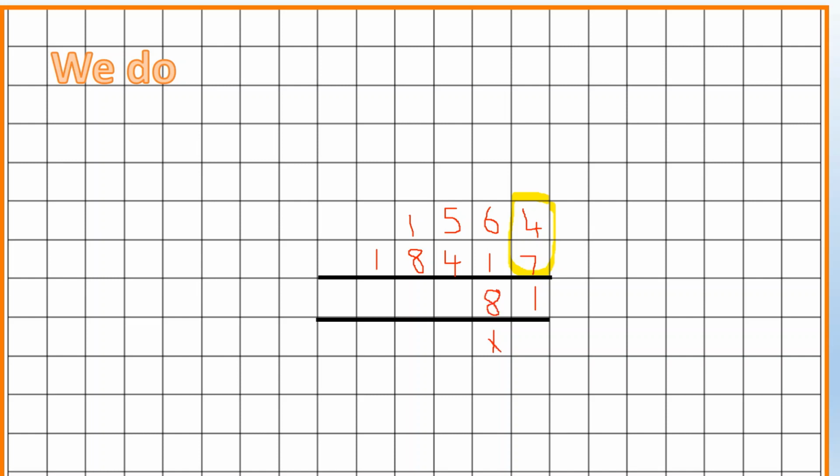Looking at the hundreds column now, we have 500 add 400, which is 900. Looking at the thousands, we have 1000 added to 8000, which is 9000. And then the tens of thousands, we just have one of those. So the answer should be 19,981. Well done if you got it right. If you didn't, have a think about where you went wrong.